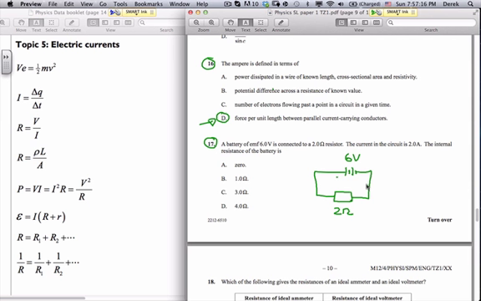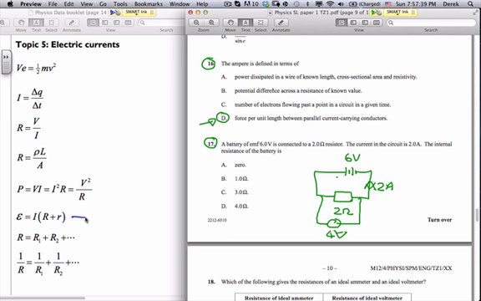Now if there's 2 amps here, actually it should be in that direction, if it's 2 amps, the potential difference across here would be 4 volts, because you would be using this formula over here, that V is equal to I times R. So it's 4 volts there. So there's 2 volts that have been lost.